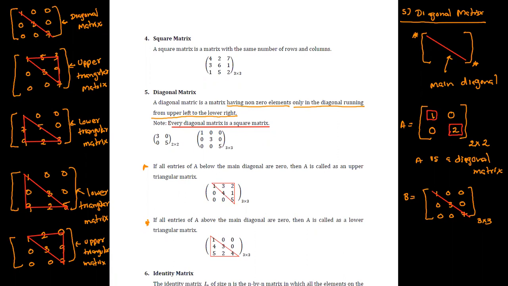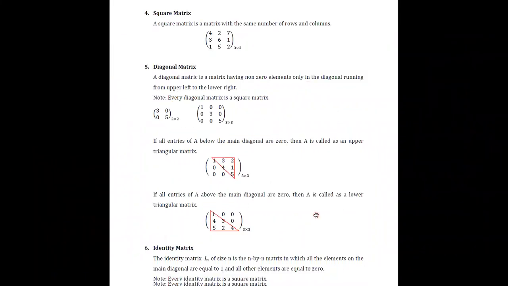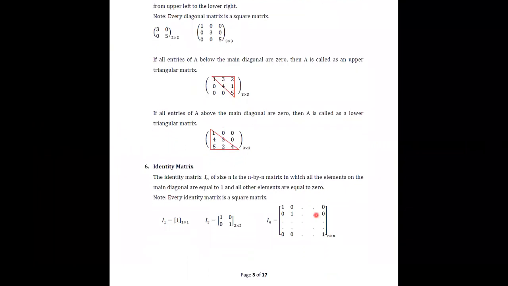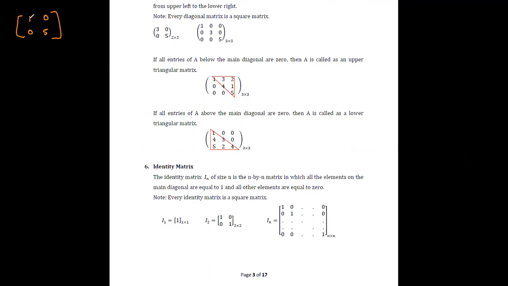And now we will move to the next type of matrices. The next type of matrix that we have discussed here is the identity matrix. Identity matrix is actually a special type of diagonal matrix. In the diagonal matrix, we define it as having non-zero elements only on the main diagonal, and all the others are zero elements. And this is a 2 by 2 diagonal matrix.